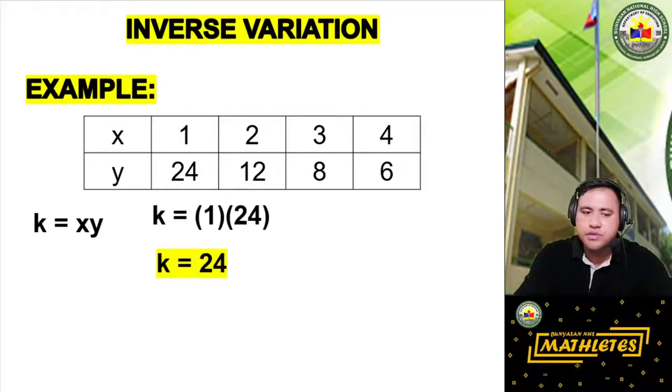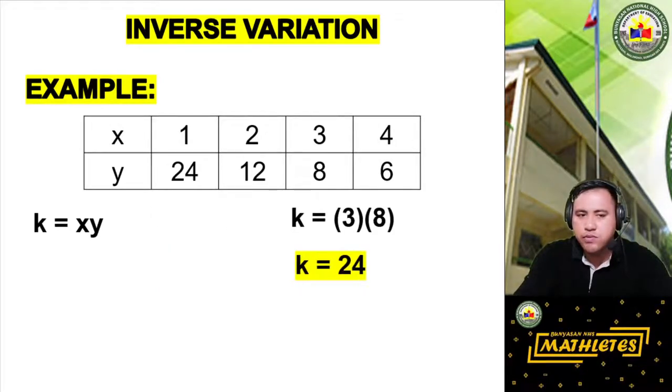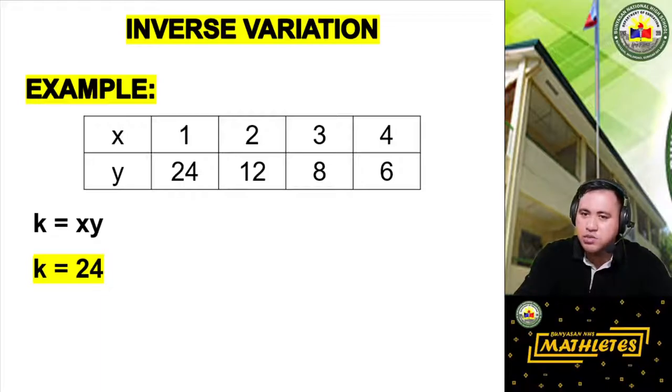Now, we have 1 times 24 is 24. 2 times 12 is 24. 3 times 8 is 24. 4 times 6 is 24. So, they are all 24. Therefore, the constant is 24. This table describes an inverse variation. So, the equation is y is equal to 24 over x, by substituting 24 for k.